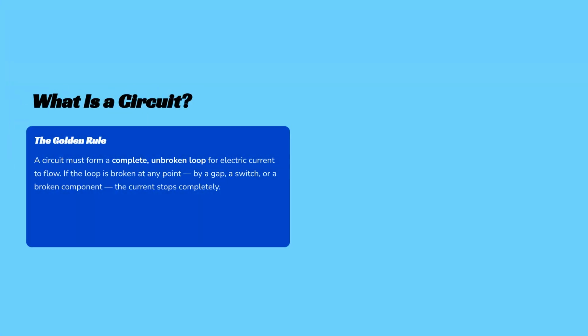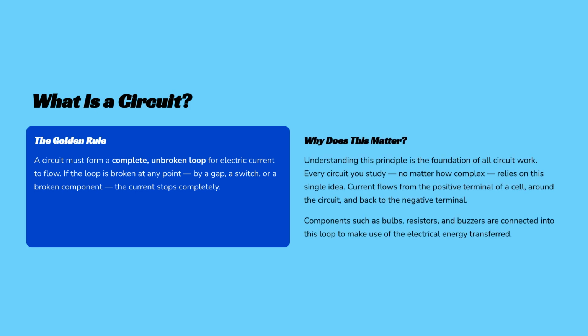What defines a circuit? A circuit must be a complete, unbroken loop for current to flow. If that loop is broken by a gap or a faulty component, the flow stops entirely. This is the foundation for all circuit analysis.